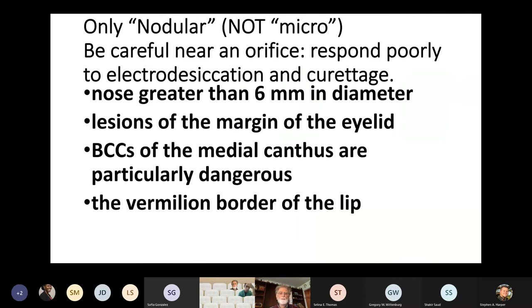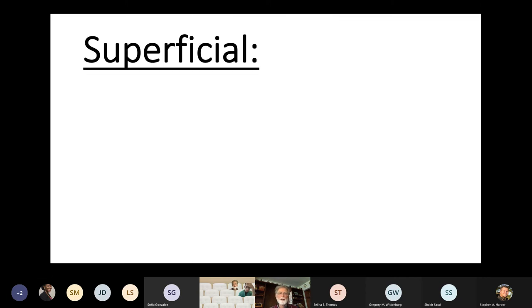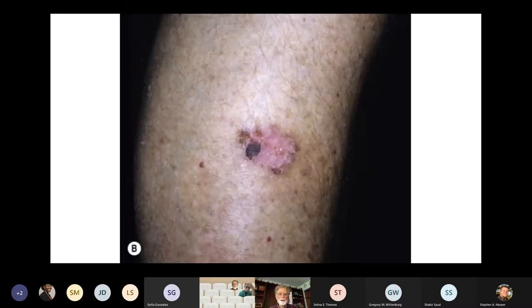So here are just a few caveats. On the nose, where an awful lot of basal cells are, you shouldn't attack anything greater than 6 millimeters for sure. Anything near an eyelid or the vermilion border of the lip, you don't want to do. Mohs surgery, sometimes the plastic surgeon will make the determination that Mohs would be a better option, where you shave and do frozen sections and shave and do frozen sections all in one setting. That's something different. Superficial basal cells are eminently treatable.